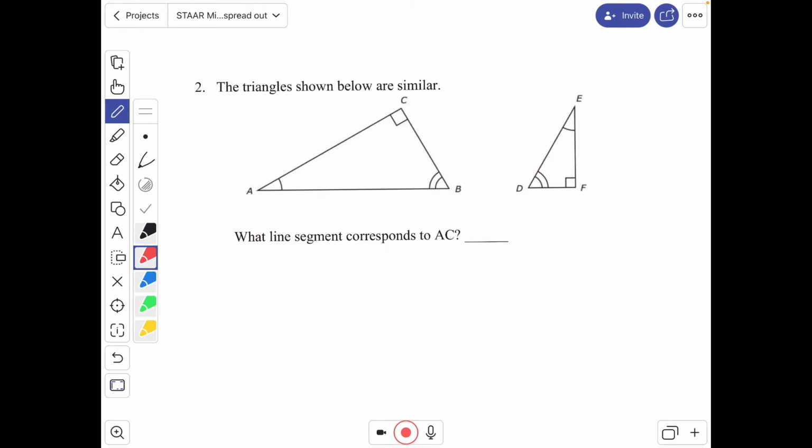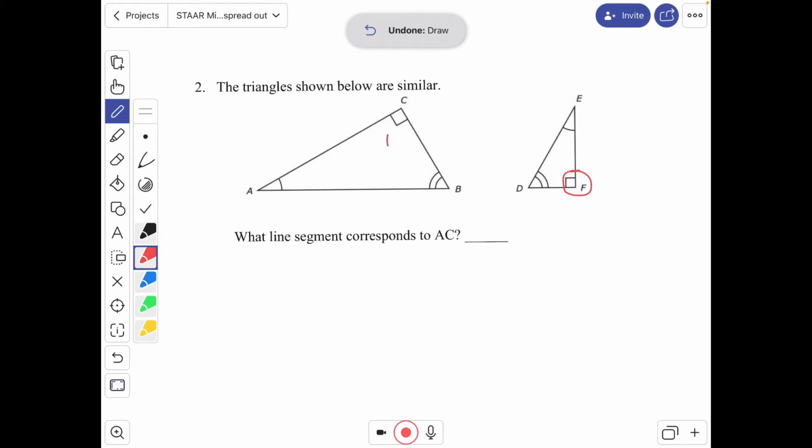Number 2, the triangles shown below are similar. What line segment corresponds to AC? Well, if you will take the letters and match them, so like angle F here has a little square in the corner, which means a right angle. So it matches to the other side that has a little square in the corner. So it matches to angle C.